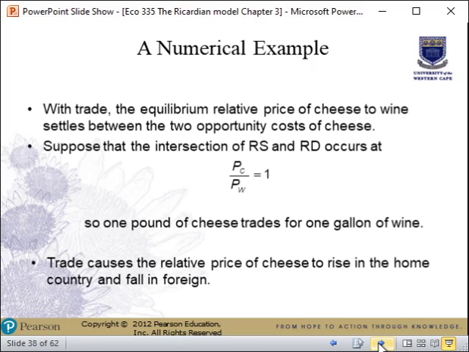With trade, the terms of trade or the rate of exchange between cheese and wine will be a value in between the two opportunity costs. As with our example, where the interaction between relative supply and relative demand was at point 1, the price of cheese in terms of wine was assumed to be 1, so that 1 pound of cheese will be traded for 1 gallon of wine.